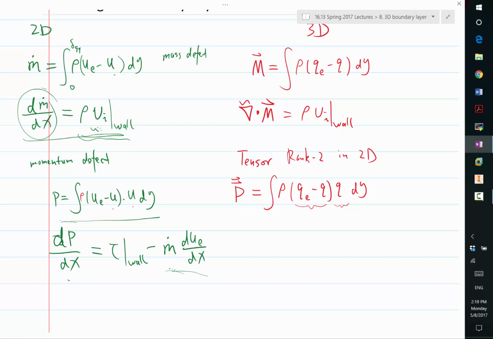Is that the convective flux of Vi? Convective flux of Vi. So m dot is sort of the mass entering. M dot is this. M dot is the mass defect.